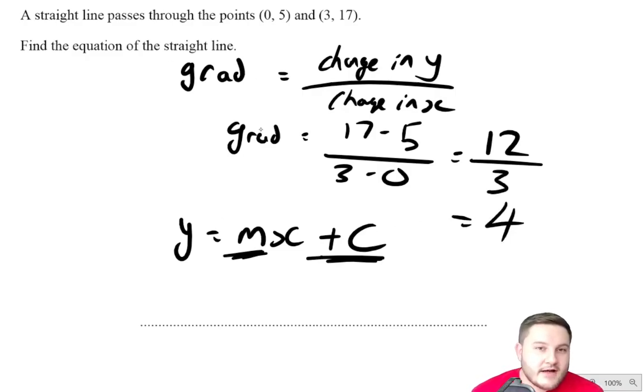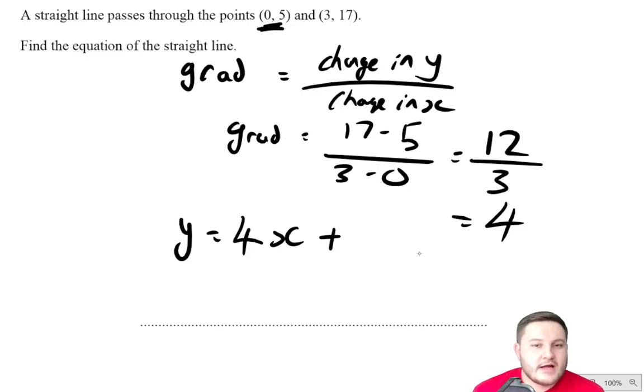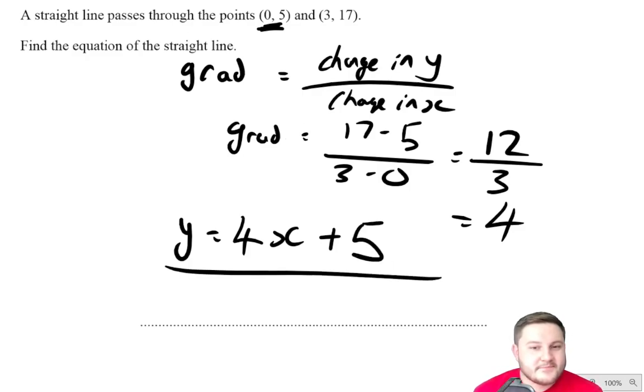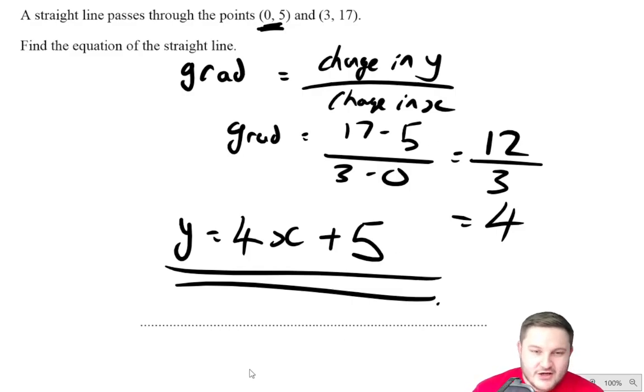So I know that my final answer must be y equals 4x plus c. I just need to work out what the plus c is. Well, it turns out that we've got the coordinate (0, 5). (0, 5) means 0 across, 5 up. That is the y-axis. So the 5 is the y-intercept. So my final answer is y equals 4x plus 5. How good is that? So all really fun, really. Linear graphs are actually quite alright once you get into them.